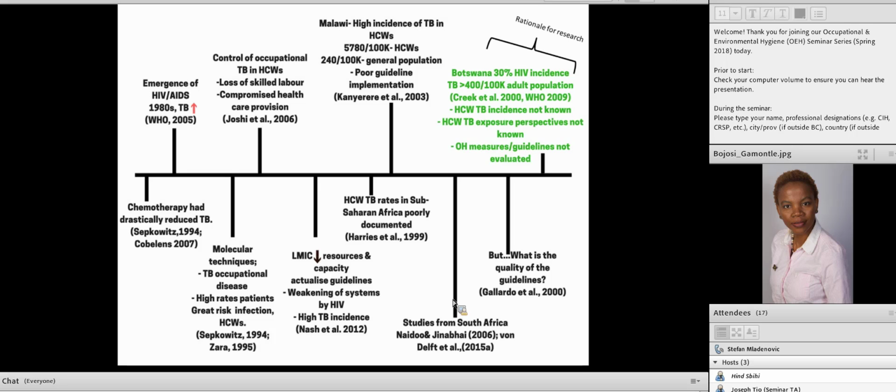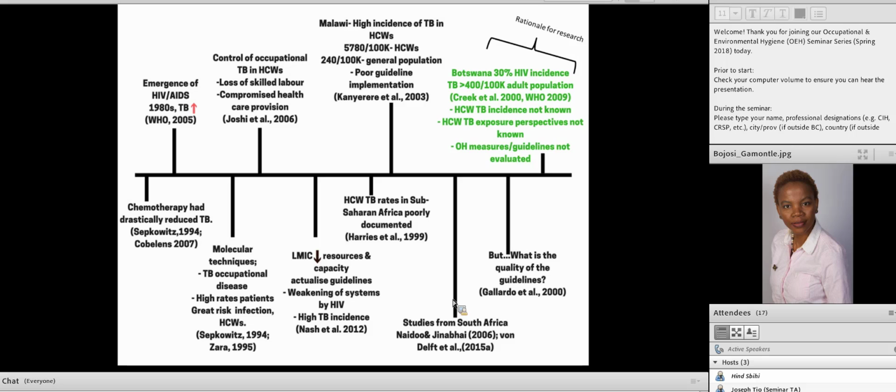So then we found that in lower and middle income countries, as I mentioned before, there are high rates of TB. But the paradox here is that there's lower documentation of these cases in middle and lower income countries, although this is beginning to change. You see in Malawi, for instance, that they did studies that show that there was a high incidence of TB in healthcare workers.